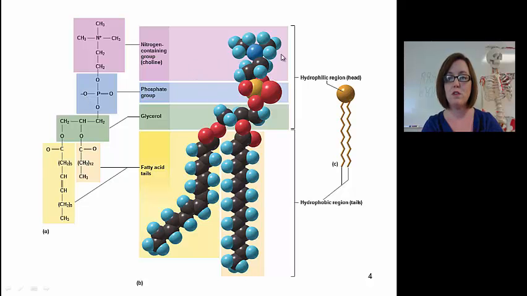So this upper portion of the phospholipid is called the head, and we say the head of the phospholipid is hydrophilic because of that phosphate group. And this bottom portion, where we have the hydrocarbon chains, also called fatty acids, that part is nonpolar and therefore hydrophobic. We call those tails hydrophobic tails.